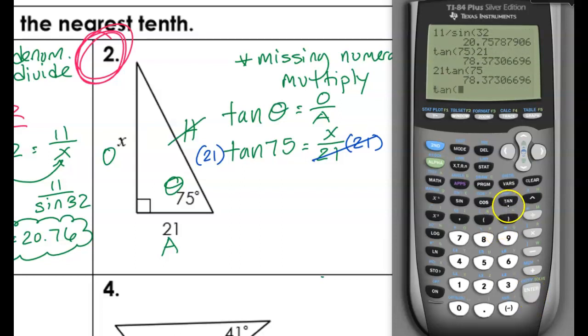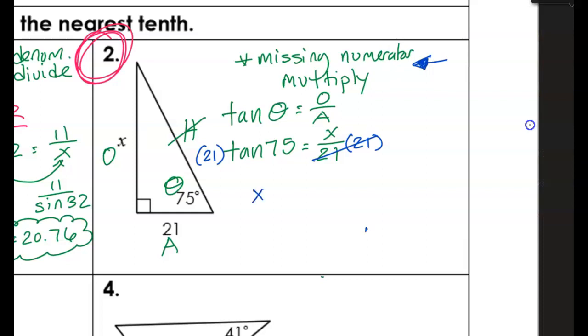See, watch what happens when you don't close the parentheses. You get something really off because it's actually taking the tangent of both of those numbers because you never close the parentheses. So here our answer is 78.37. And you're done.